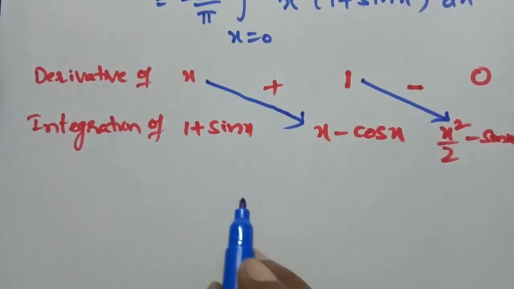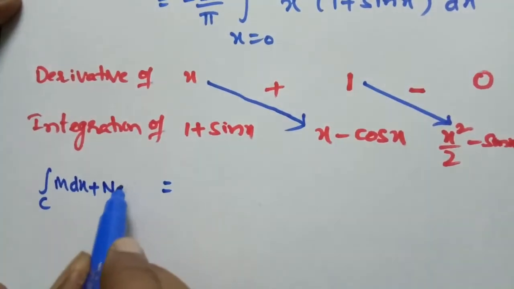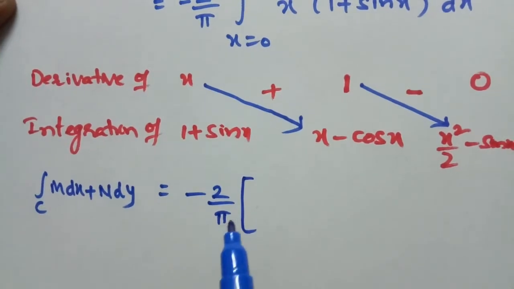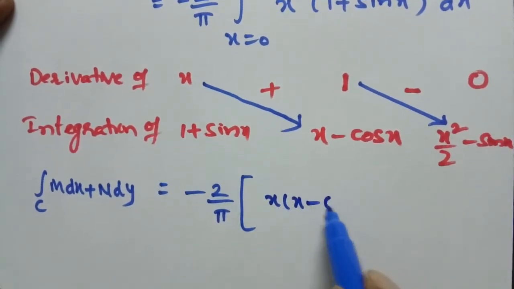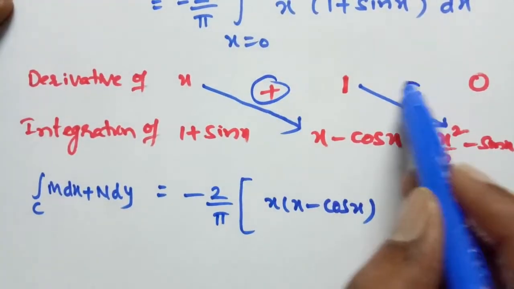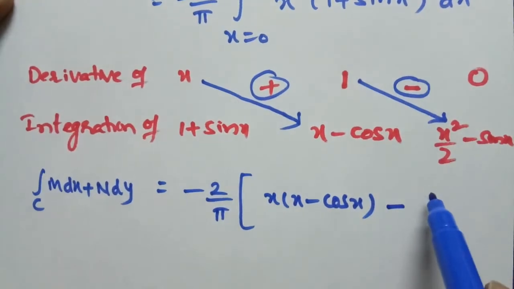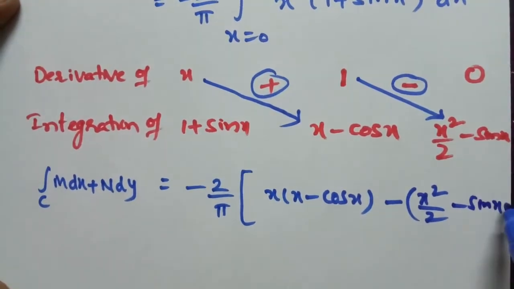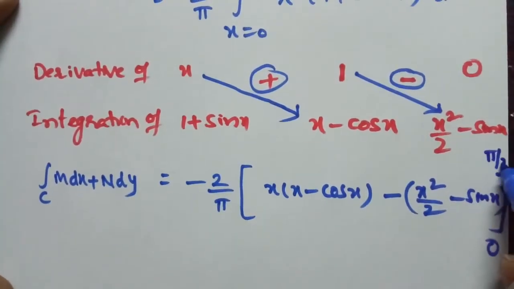Now multiplying, x into integral over c of m dx plus n dy is equal to x into, already we have minus 2 by pi outside of the integration, therefore minus 2 by pi into x into x minus cos x, plus 1 into x square by 2 minus sin x, with limits 0 to pi by 2.